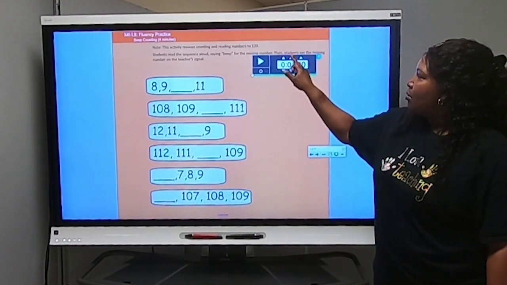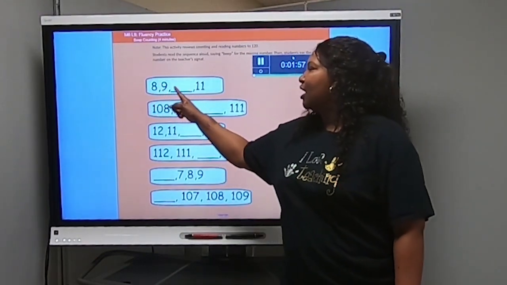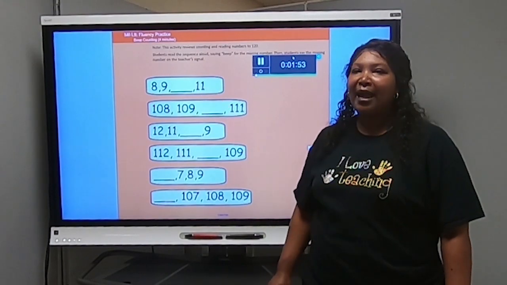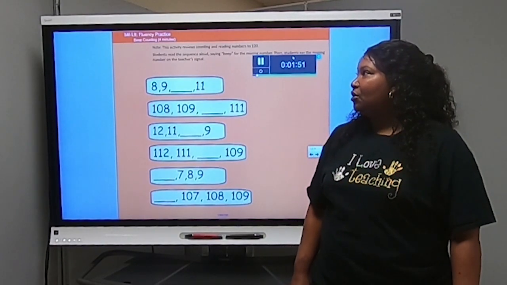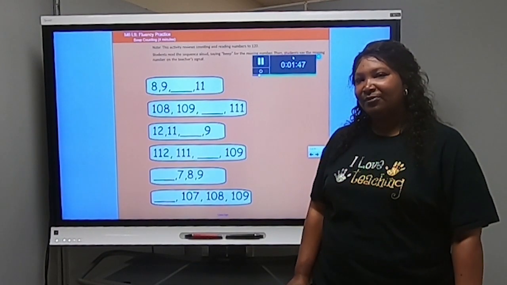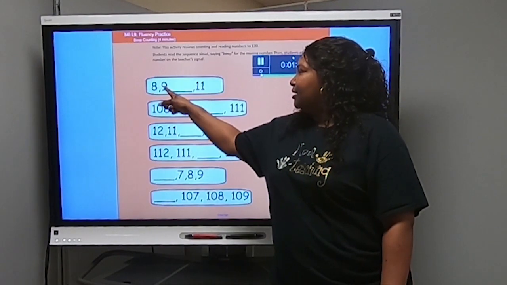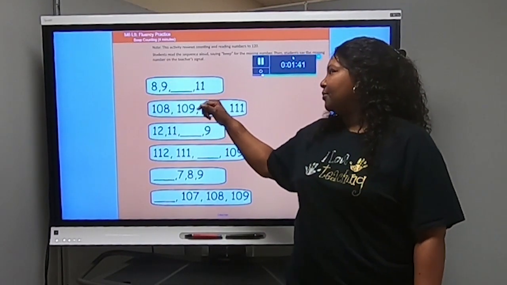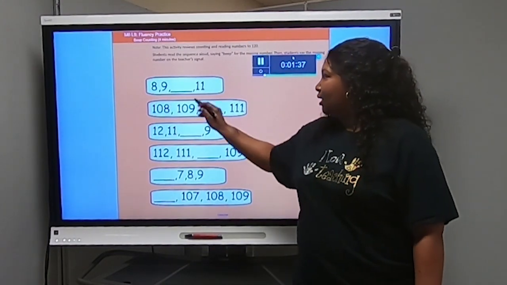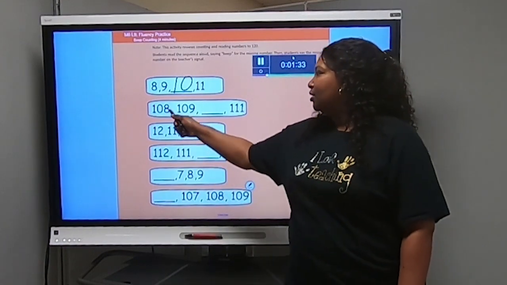Okay, we're going to do a little warm up, and this is what I like to call beat counting. I would like for you to say these numbers in a sequence with me. When we get to the blank, we'll say beat, and on my signal, which will be the snap, you'll give me the answer. Ready? Good. Let's go. 8, 9, beat, 11, 10. Good job. Okay, let's keep going.